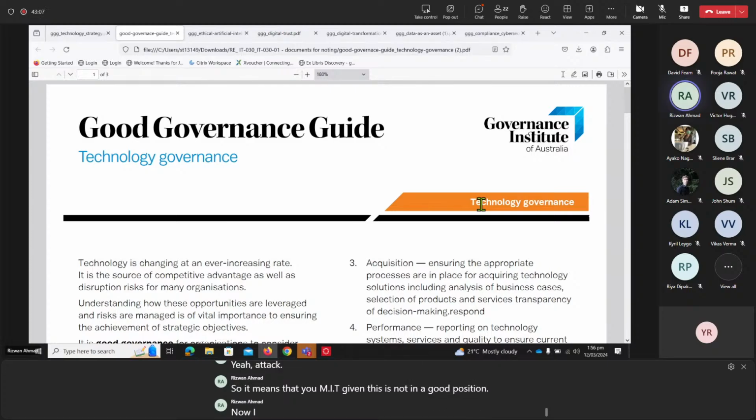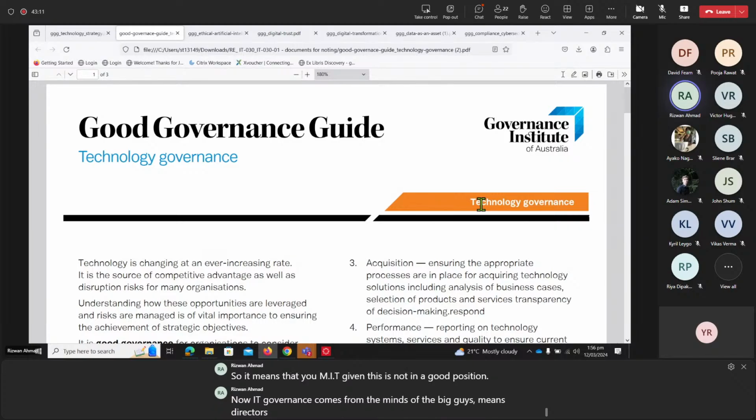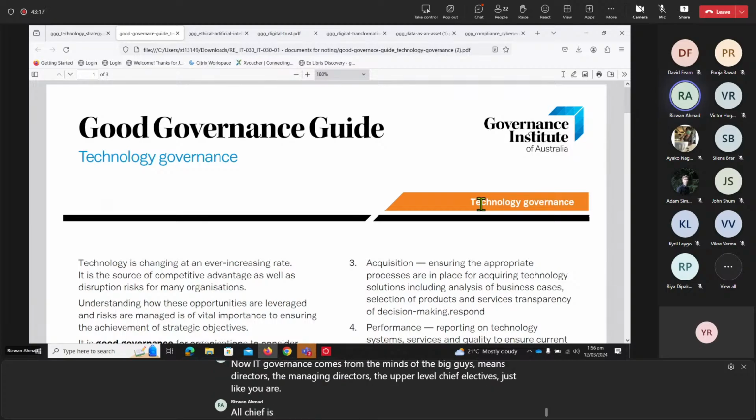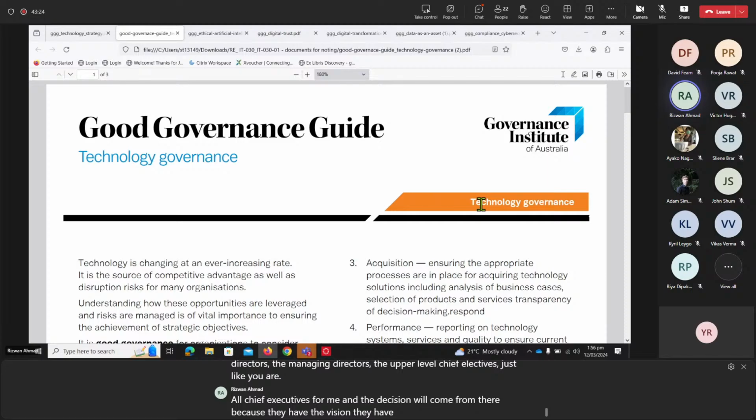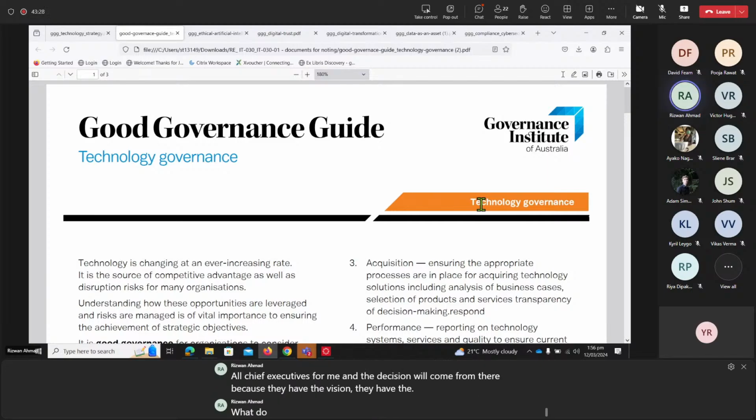Now, IT governance comes from the minds of the big people, meaning directors, the managing directors, the upper-level chief executives, just like you are all chief executives for me. The decision will come from there because they have the vision, the mission, the goals and objectives.